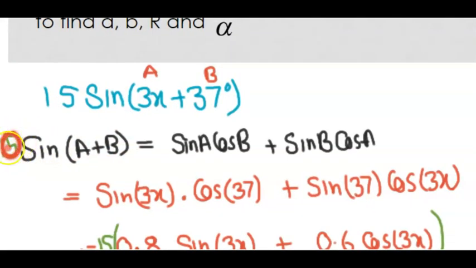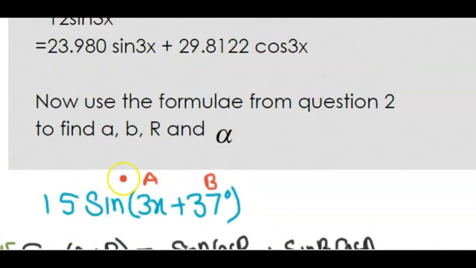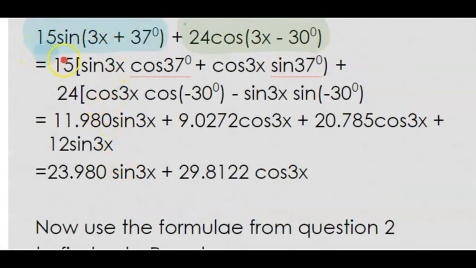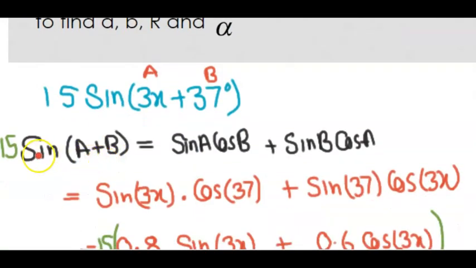Yeah. Keep the 15 on the side. And you know what sine A plus B is. So in this question, first we do this blue one, 15 sine 3x plus 37. So we have a formula, sine A plus B. Sine A plus B is sine A cos B plus sine B cos A. Now here the A is 3x and the B is 37. So I put A 3x, B 37, B 37, A 3x.